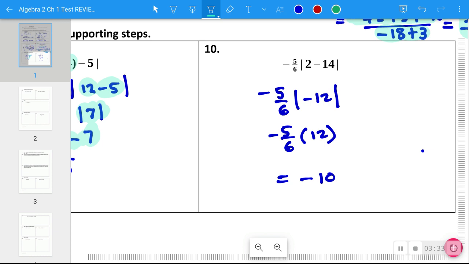Okay, so what we have here is a subtraction inside the parentheses that gives -12. Then you take the absolute value of that -12, and it gives +12. And the way to handle a whole number like 12 times a fraction is to divide first if you can. 12 divided by 6 is 2. 2 times -5 is -10. Okay, so just our order of operations there. And that takes us from problem 7 all the way through problem 10, and we'll continue in the next video.